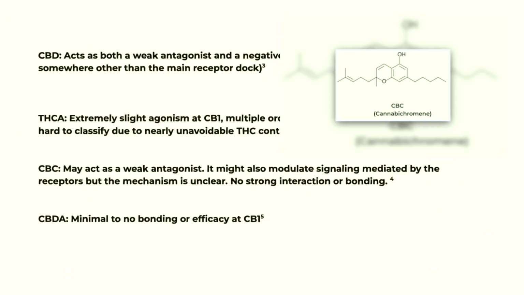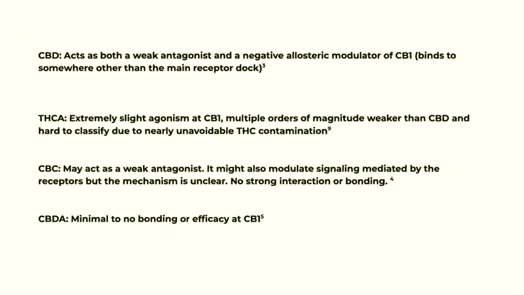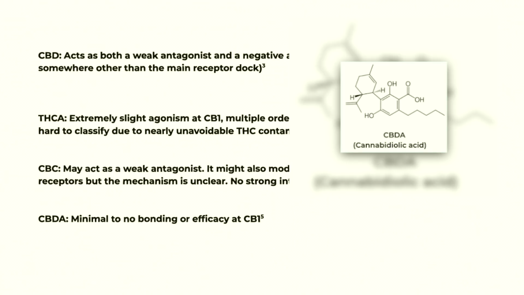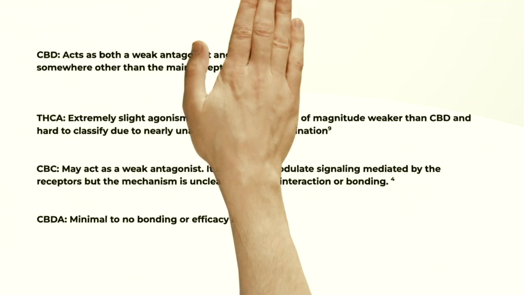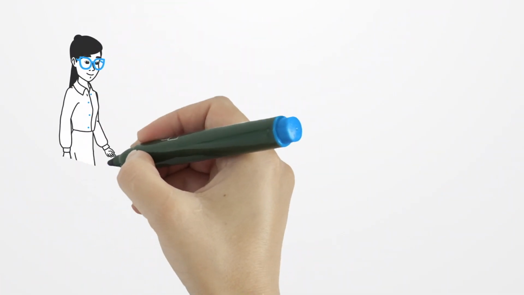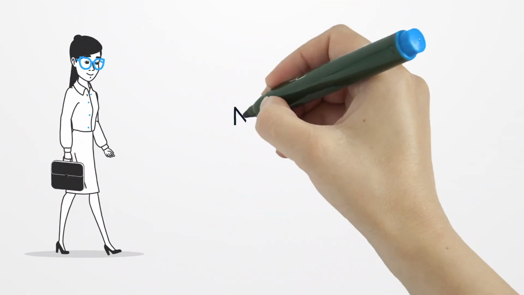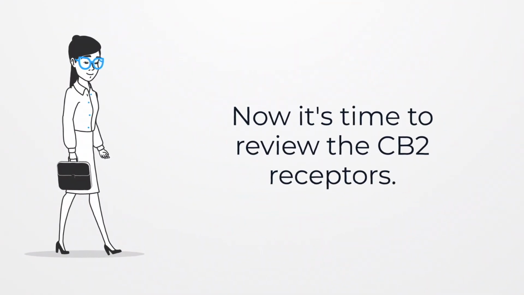Now, CBC may be a weak antagonist, and it could also modulate signaling mediated by the CB1 receptors, but the mechanism is unclear. Finally, CBDA has minimal to no bonding or efficacy at CB1. Now it's time to review the CB2 receptors.